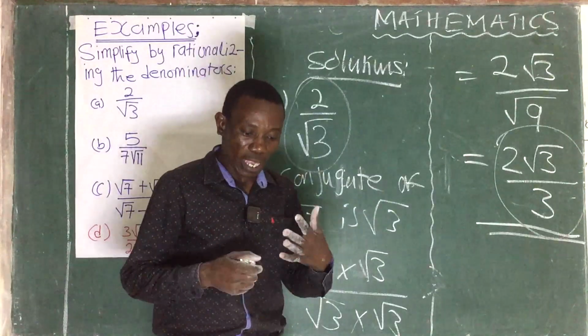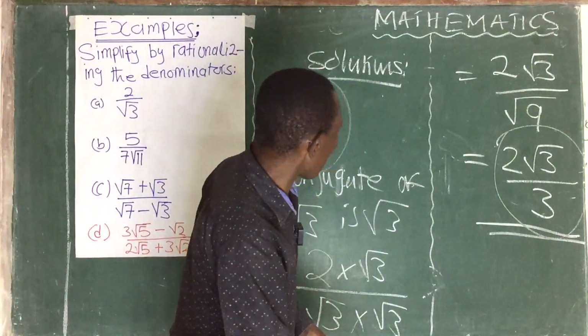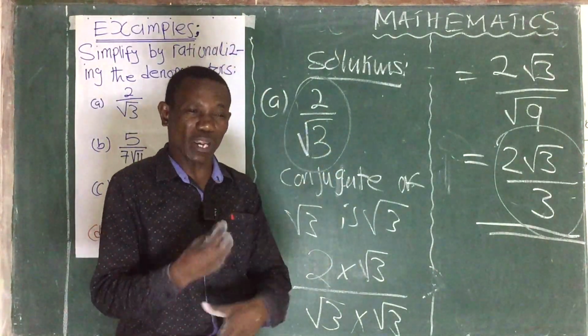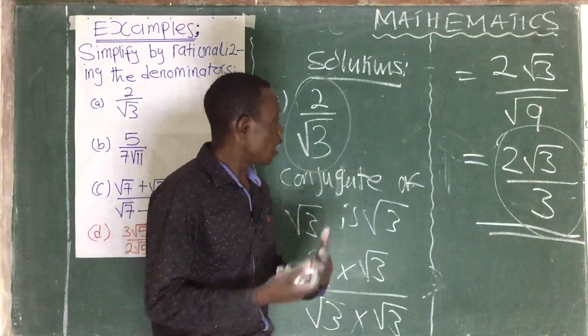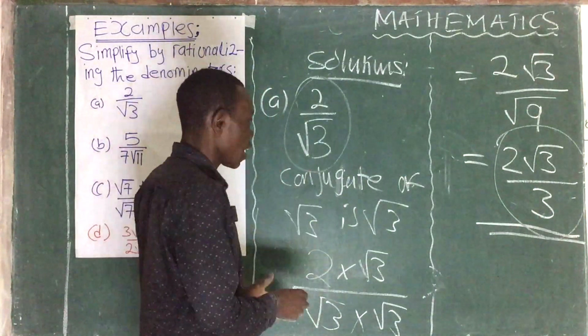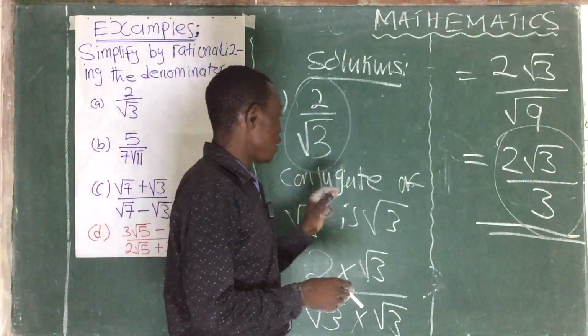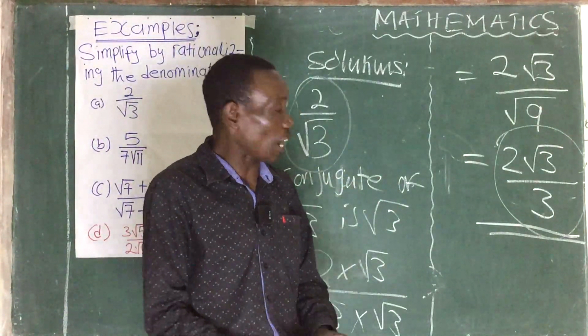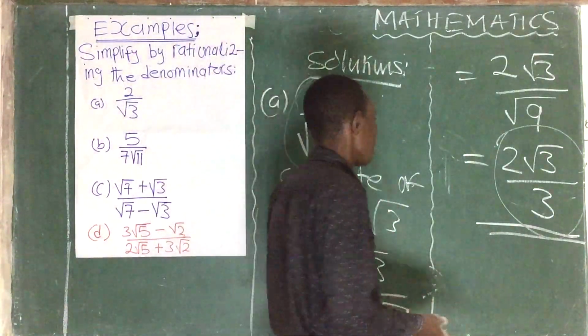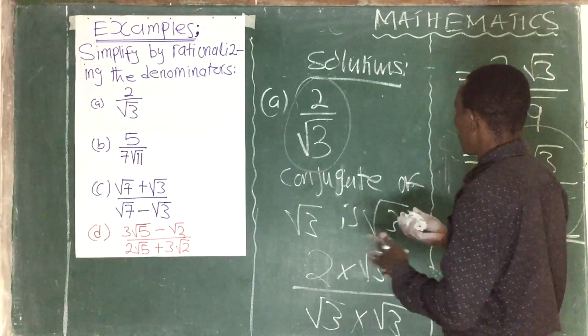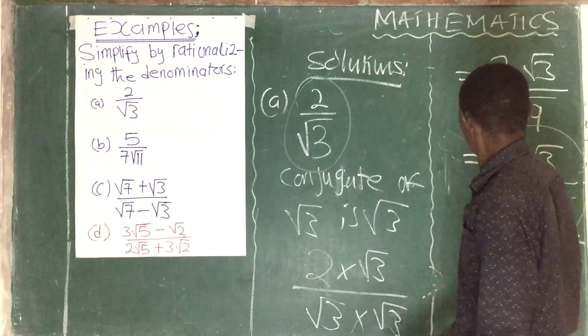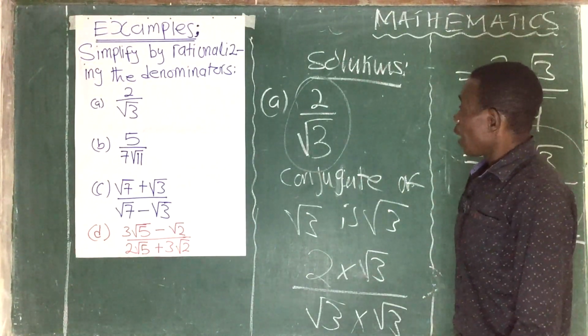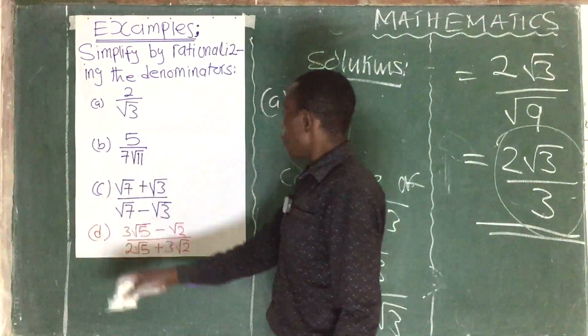So I still want to remind you that when you like to rationalize the surd denominator, please remember to multiply the denominator by the conjugate of that denominator. The issue of conjugates we have already discussed, and we all know what it means. Can we now go to example B?